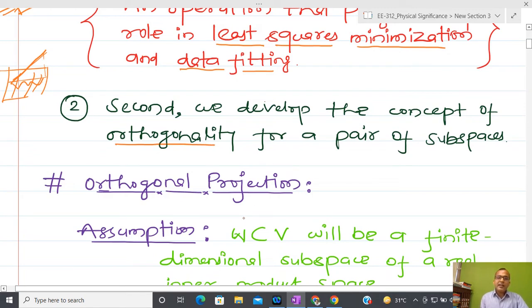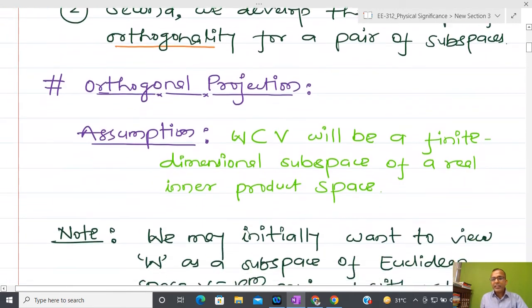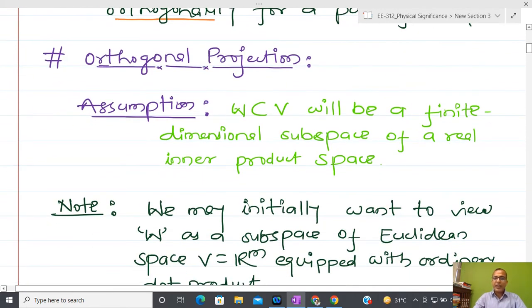So let us first start: suppose I have some kind of vector and I am going to project that vector on some kind of subspace. That is called orthogonal projection. Before discussing orthogonal projection, we are already well aware that we have two different kinds of spaces: one is finite dimensional space, another is infinite dimensional space. What is the meaning of finite dimensional space? If the number of elements in the basis is finite, then that is called finite dimensional space.